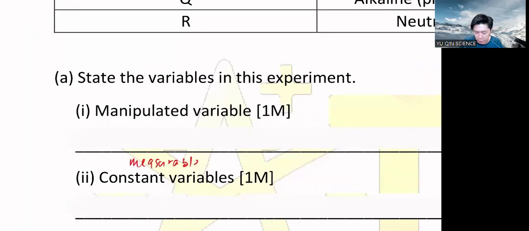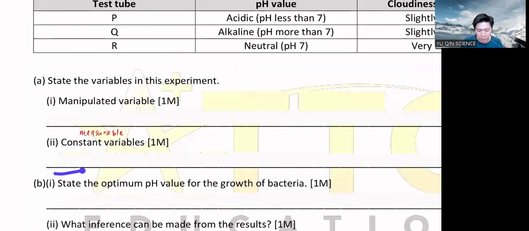Okay, the variable must be measurable. That means your starting word must be something measurable, like the mass of blah blah blah, the quantity of blah blah blah, the volume of blah blah blah, the length of blah blah blah. The first word is what makes it measurable. So if your starting word is not measurable, 99.99% of the time it is the wrong one.